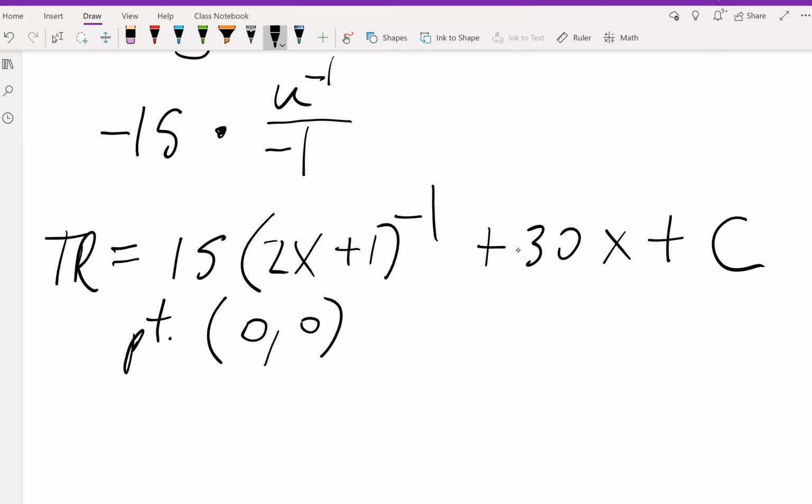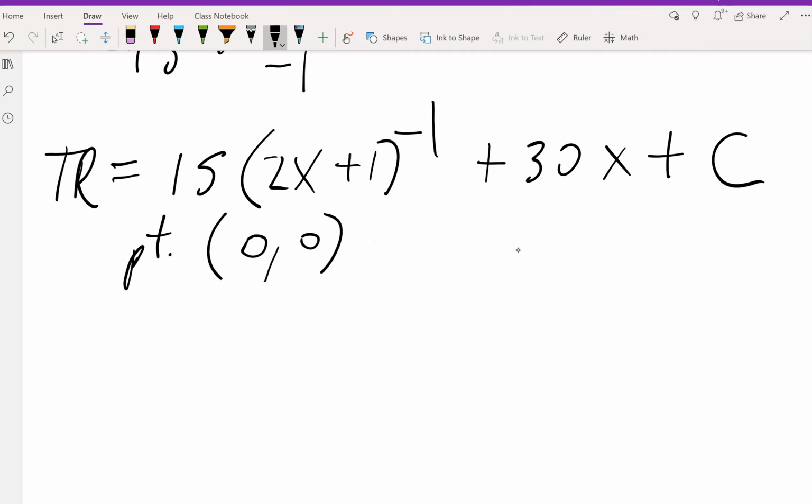This is not true for any other curve. The revenue curve is just very, very special. You'll see in my next example how it's different for like the cost curve. So I have the point 0, 0. What does the point 0, 0 mean? It means if I plug in 0 for X, the revenue should be 0.